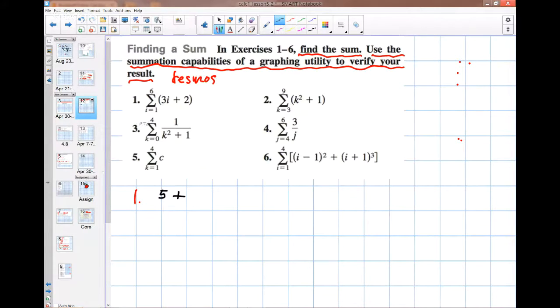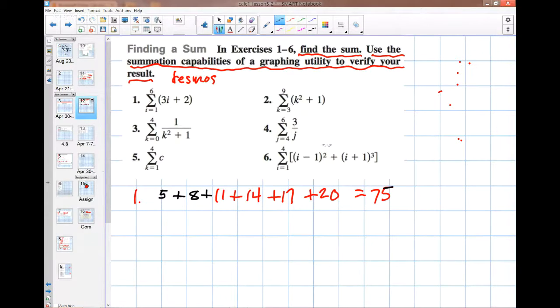And then when i is 2, 3 times 2 is 6 plus 2 is 8. Let's see if my pen is back. Yep. And then when i is 3, 9 plus 2 is 11. And when i is 4, 12 plus 2 is 14. So you can see how it goes up by 3 each time. And then when i is 5, 15 plus 2 is 17. And finally, when i is 6, 3 times 6 is 18 plus 2 is 20. And then you can add them up. And the answer is 75.